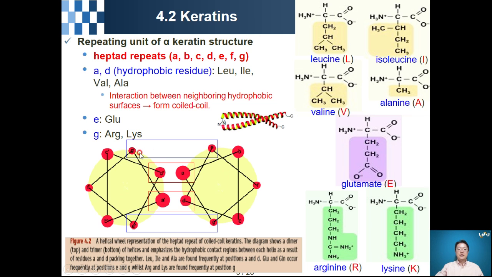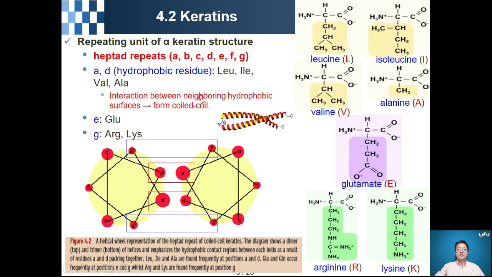So between E and G, a charged interaction happens. Even though the contact region has hydrophobic interaction, between E and G there is a charged interaction. That is why the coiled coil can be stable. In the fifth location, E, usually glutamate is found, and G, the seventh amino acid, is usually arginine or lysine, which has a positively charged side chain.